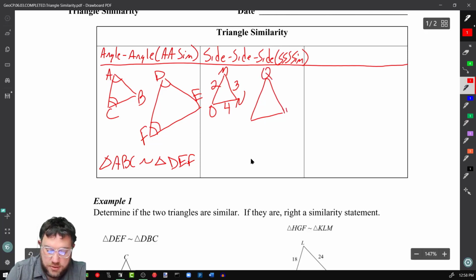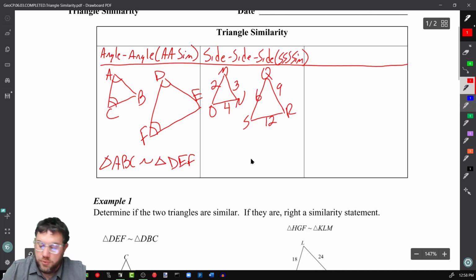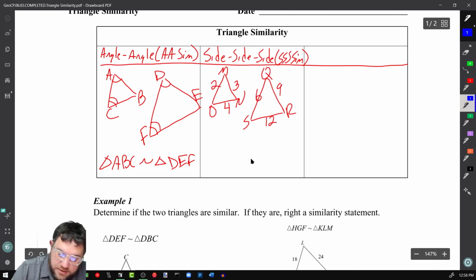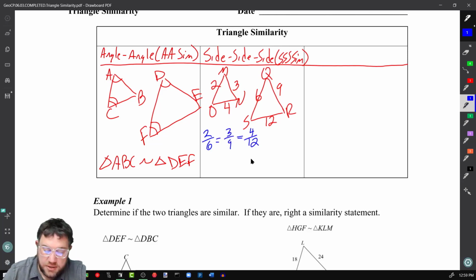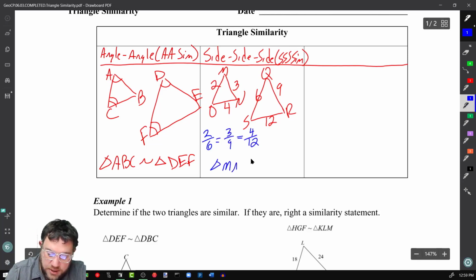We'll call this QRS. So we could write a statement. We know that 2/6 equals 3/9 equals 4/12. All of those will reduce to 1/3. So we know that triangle MNO is similar to triangle QRS.